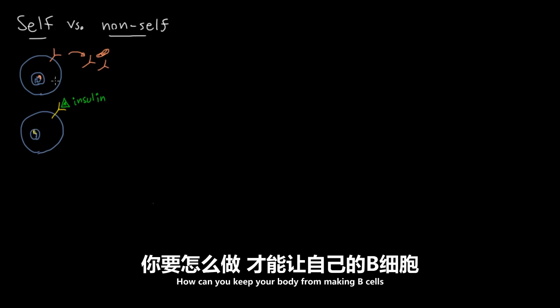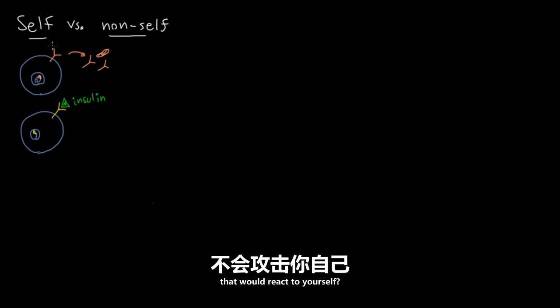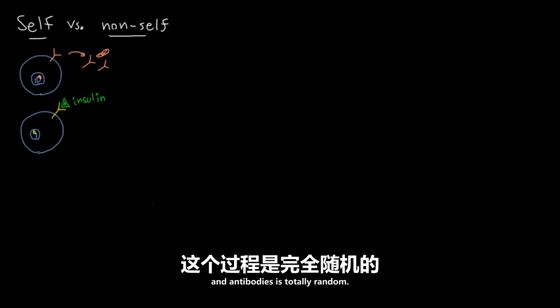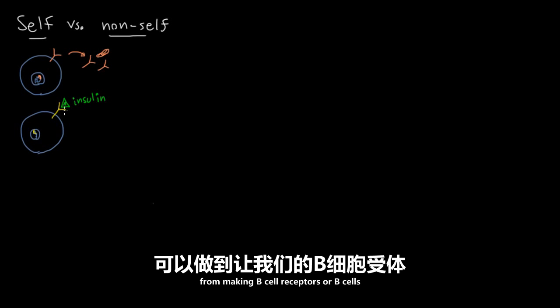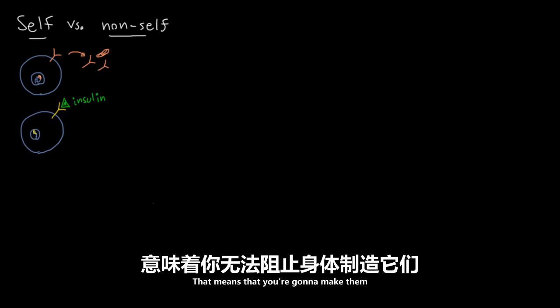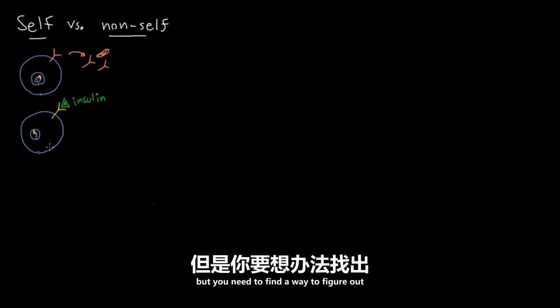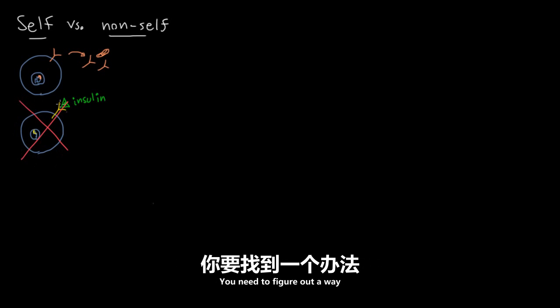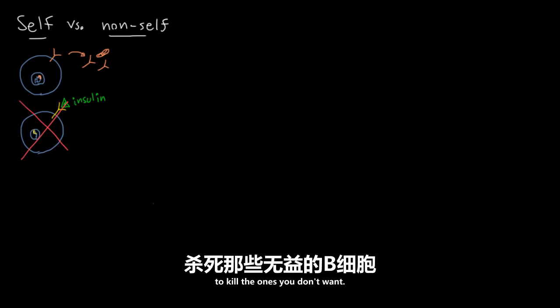So how can you keep your body from making B cells that would react to yourself? In fact, there's no way to do it, because, as I said, this process of creating different B cell receptors and antibodies is totally random. So there's no way to keep your body from making B cell receptors or B cells that will react to yourself. So what does that mean? That means that you're going to make them, but you need to find a way to figure out which ones are reacting to you and to get rid of them. So you need to figure out a way to kill the ones you don't want.